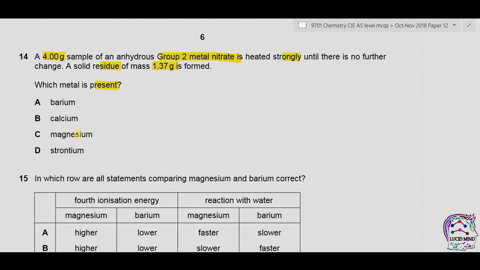As all of them are from group 2, we can write the balanced equation for group 2 metal nitrate decomposition. The metal nitrate of group 2 is M(NO3)2. It decomposes to form metal oxide along with nitrogen dioxide and oxygen gas. We can balance this equation by writing 2 and 4 with NO2. According to the question, a solid residue of mass 1.37 grams is formed, and NO2 and oxygen are gases. The only solid residue is metal oxide, so its mass is given as 1.37 grams.